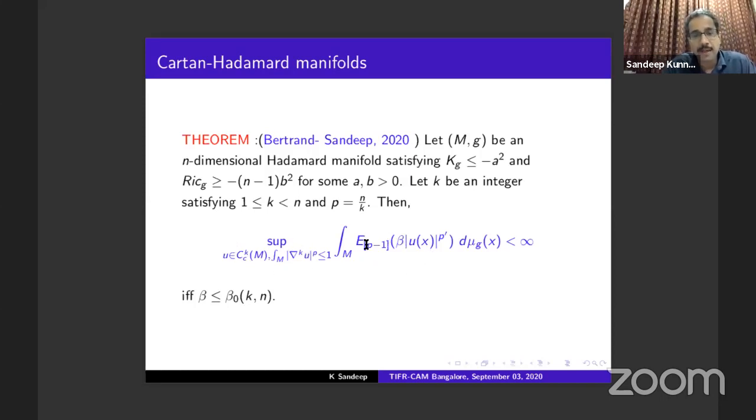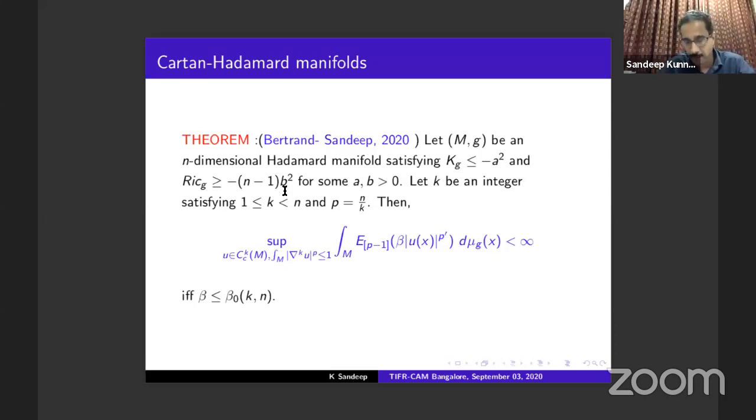Here I was talking about an s, where s is going to be the integer part of p minus 1, meaning the smallest integer bigger than or equal to p minus 1. So you have an inequality, and the best constant is the same as the Euclidean one. So we have a general result on Hadamard manifolds, and the condition we require is that sectional curvature is bounded from above by minus a square, and Ricci is bounded from below by minus (n minus 1) times b square.